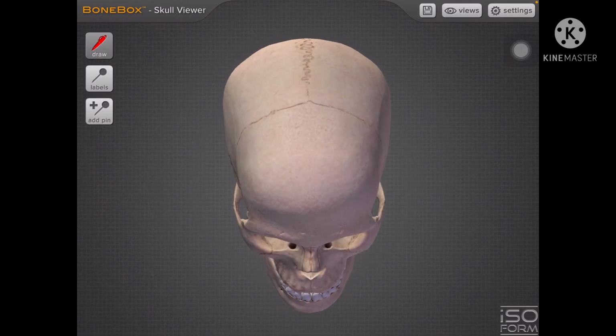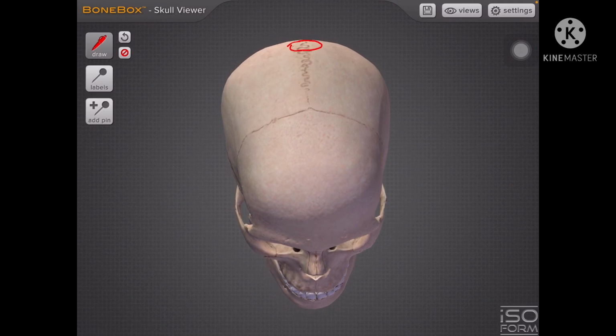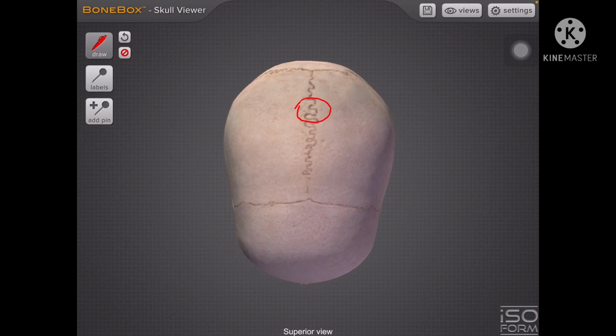A few important landmarks in the skull are, first, the vertex. Vertex is the highest point. If you hold the skull in your hand and you palpate from the frontal to the parietal regions, you feel one point as the highest point. That highest point is called the vertex.